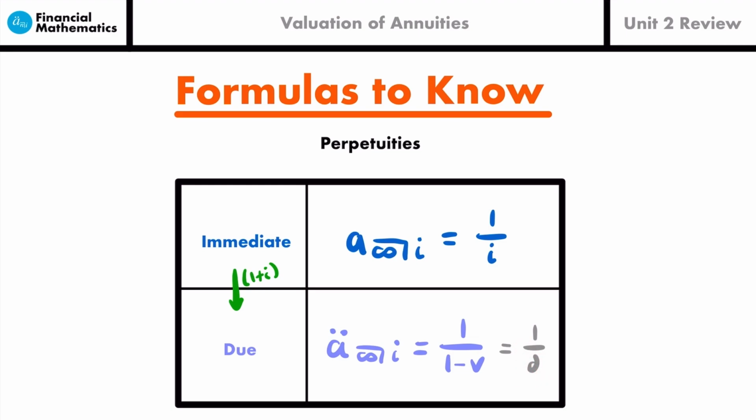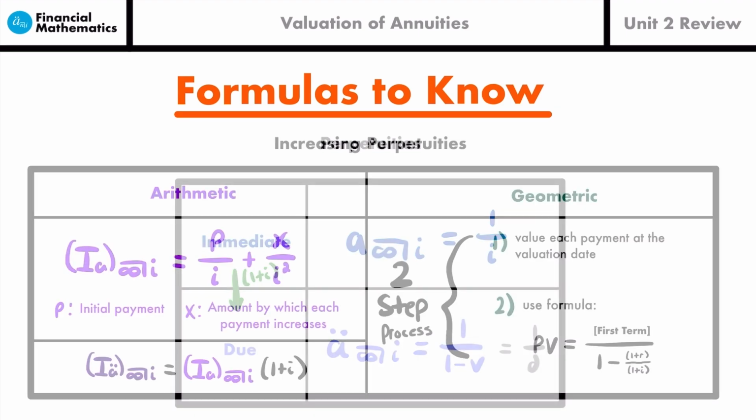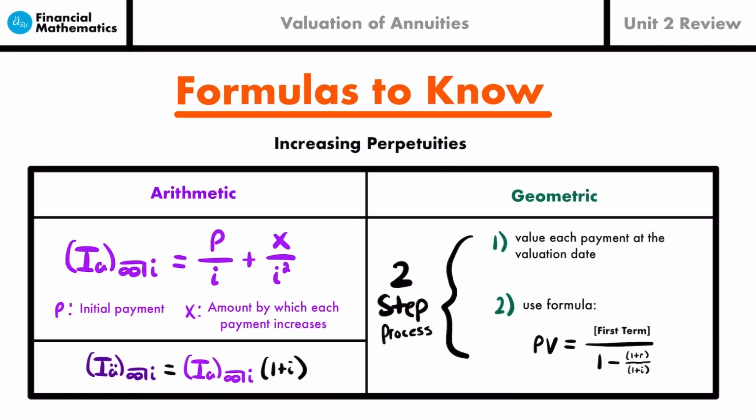Okay, so those are for level payment perpetuities, but some perpetuities will have payments that increase over time. And so we refer to those as increasing perpetuities. We don't really talk about decreasing perpetuities because you can't really decrease the amount of payments forever. At some point, the payments are going to become 0 and you're not making payments anymore. So it doesn't really make sense to talk about decreasing perpetuities because you can't decrease the amount forever, but you certainly can increase the amount forever. So we are interested in increasing perpetuities only.